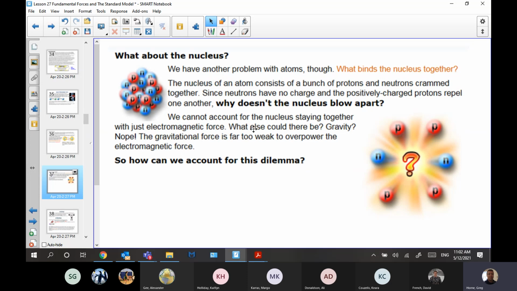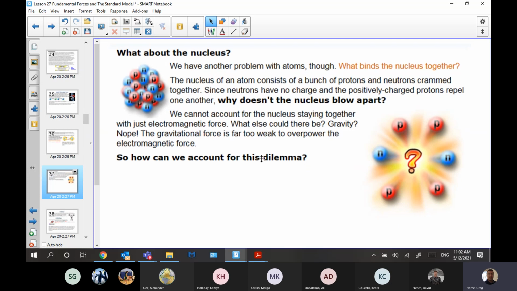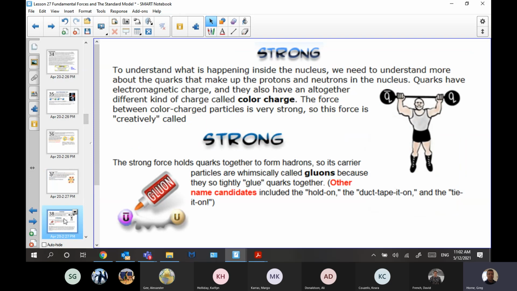And yeah, the slide is pointing out here, gravity is not nearly strong enough. Instead, it's the attraction due to the strong nuclear force, right? I think maybe the next one talks about that. Yeah. So the strong nuclear force is what glues these things together.